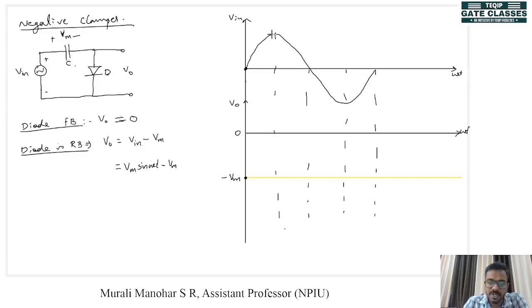Then the input is sinusoidally increasing to Vm. When the input voltage reaches Vm, which is this point, what happens to the output voltage? It is Vm minus Vm. So it is sinusoidally increasing to 0. Vm minus Vm is 0. Then input voltage again decreases to 0. When input voltage reaches 0, what will be the output voltage? 0 minus Vm. So at this point, we'll again get minus Vm.